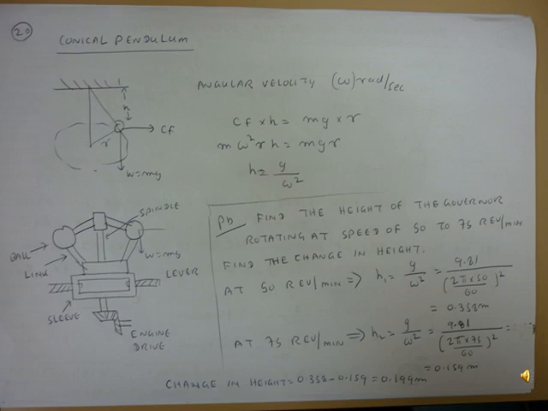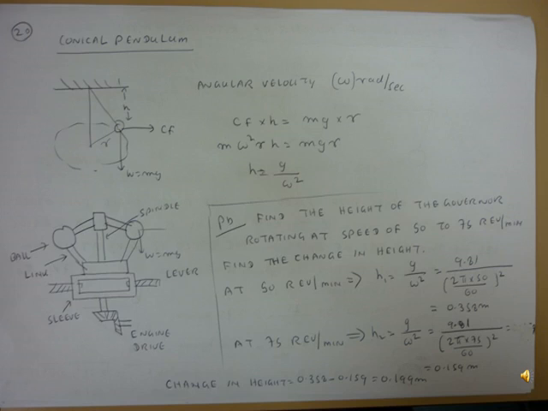Based on this conical pendulum, we get the design of the Porter governor. The Porter governor has two pulleys and two weights rotating. W equals mg, and they are revolving, so it can adjust as a vertical movement on the lever. Based on this principle, we calculate the problem. The problem is: find the weight of the governor rotating at speeds of 50 to 75 revolutions per minute. Find the change in height.